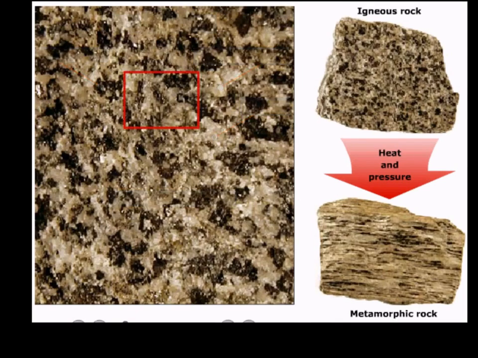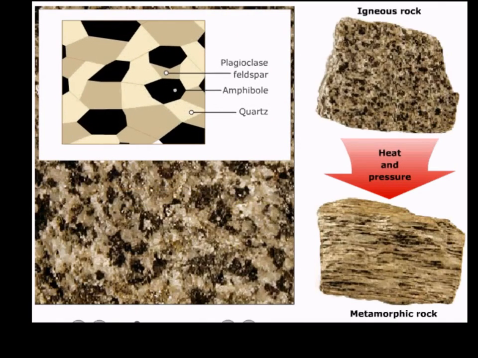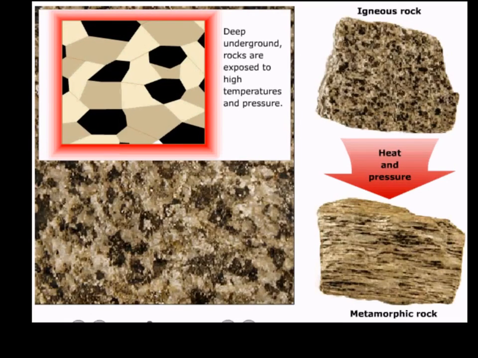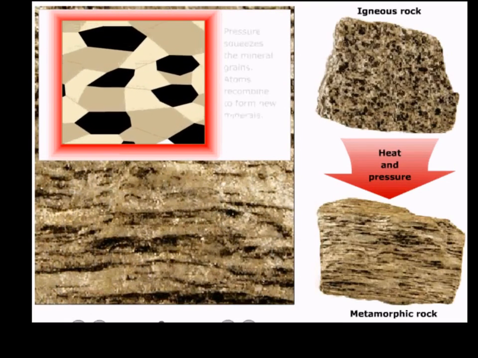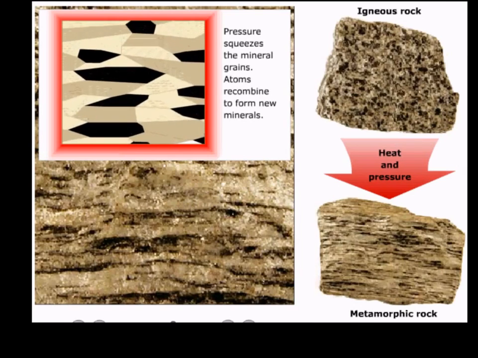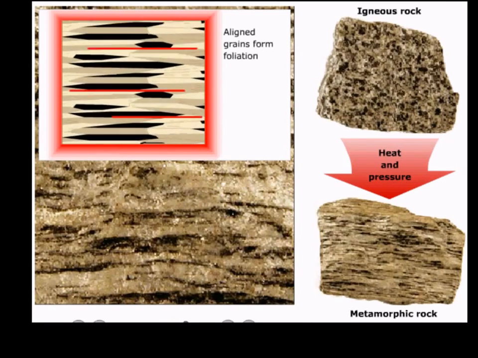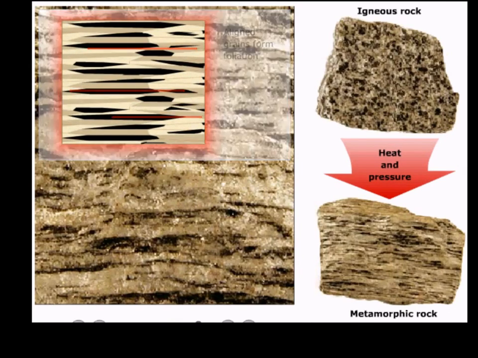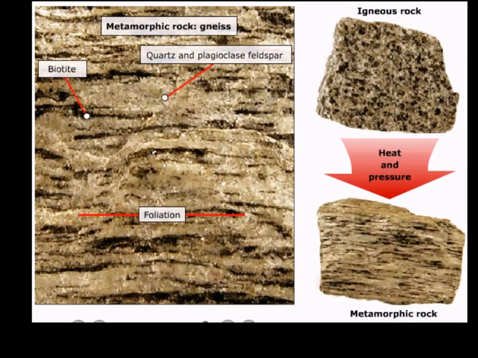So we have an igneous rock diorite, and we have the minerals amphibole and plagioclase feldspar and quartz, all right, and then randomly oriented grains. And then we're going to zoom in so we see those minerals again. Deep underground rocks, they're exposed to high temps and pressure. So that pressure squeezes the mineral grains, the atoms recombine, and then it creates these aligned grains that form foliation, those bands that we see, and that makes an igneous rock diorite into a metamorphic rock gneiss.